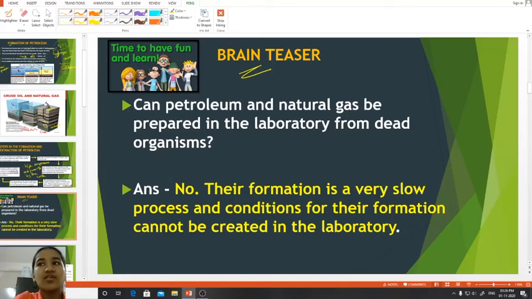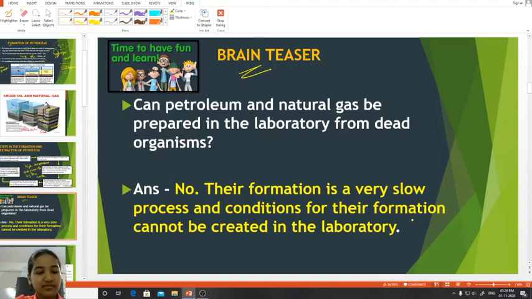No, their formation is a very slow process and the conditions for their formation cannot be created in the laboratory. That means we cannot prepare them. Why? Because you know the conditions they need. They need the high pressure of the earth. Then from where will we bring such huge bodies of animals? How will we keep them? Then, it's a very slow process.